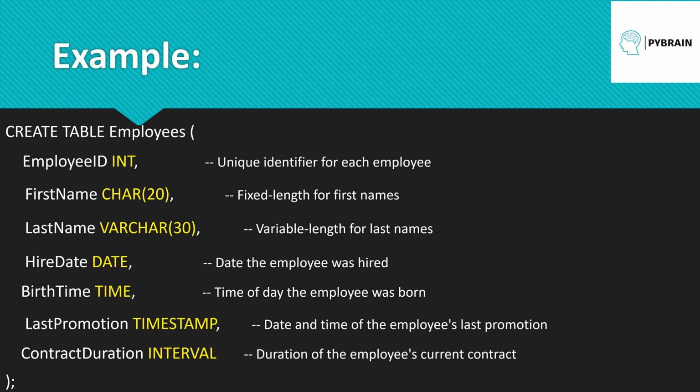Birth time, TIME, records the time of day when the employee was born, e.g., 8:30 a.m. Last promotion, TIMESTAMP, tracks the date and time of the employee's last promotion, e.g., January 1st, 2024 at 9 a.m. Contract duration, INTERVAL, indicates the length of the employee's current contract, e.g., 2 years. This example demonstrates how to use date and time data types to manage employee-related temporal information in a database.